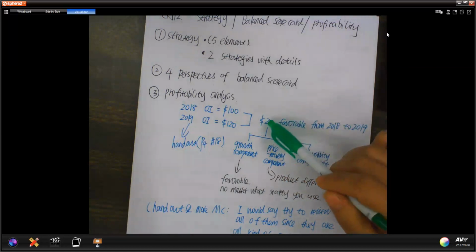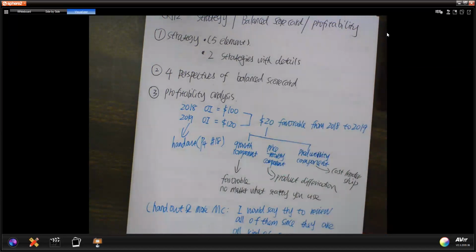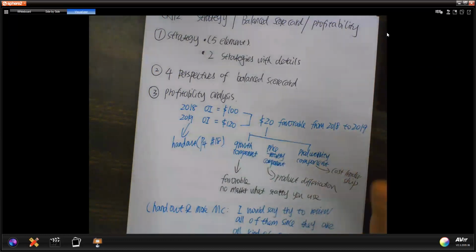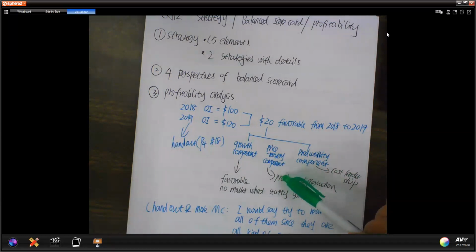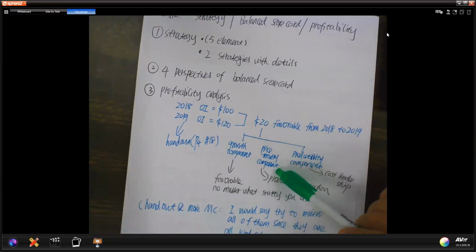We break down that $20 to 3 components: growth, price recovery, and productivity. So we said no matter what strategy you use, you want to see favorable growth component because you want the company to grow. And then if you use cost leadership, you want to see favorable productivity because productivity is whether your production is effective, yes or no. If you use product differentiation, that means you can sell at a higher price, so you can recover your cost. You want to see favorable price recovery component if you use product differentiation strategy.